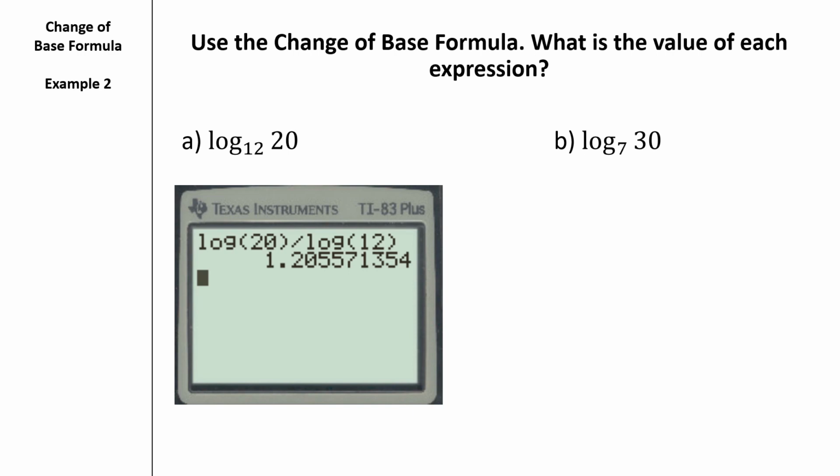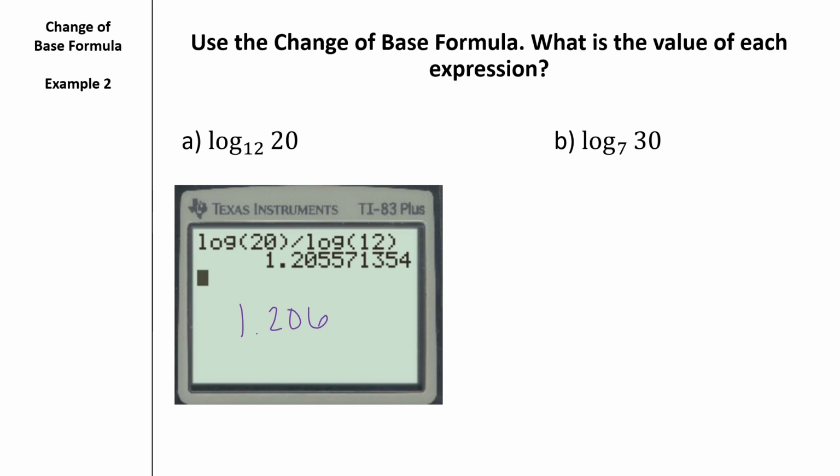So when you type it into your calculator, this is what you should get: 1.20557. Sorry, technology, such is my life. If you rounded that to 3 decimal places, we would get 1.206. And then you can go ahead and do the same thing for B.